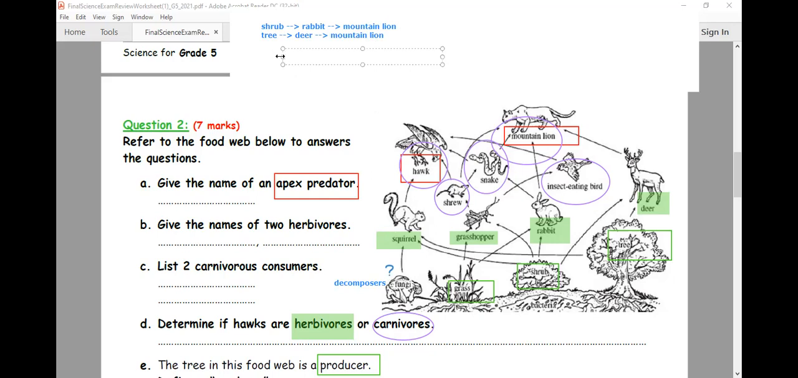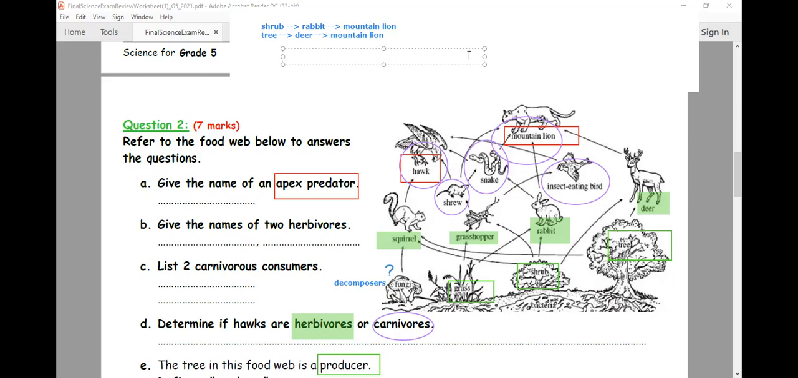Hussein, do you know one? If you don't know, we will continue with Rasha and Mahdi. Hawk, snake, bird, grasshopper. We start with the hawk. Hussein, we must start with a plant. We should start with a producer. All food webs and food chains start with a producer, with a plant.